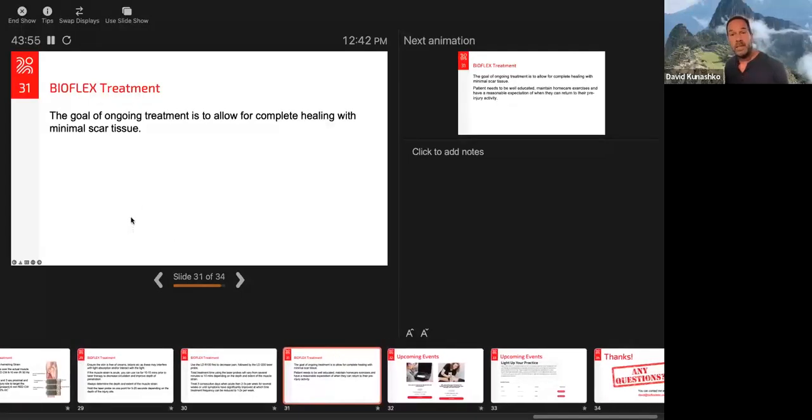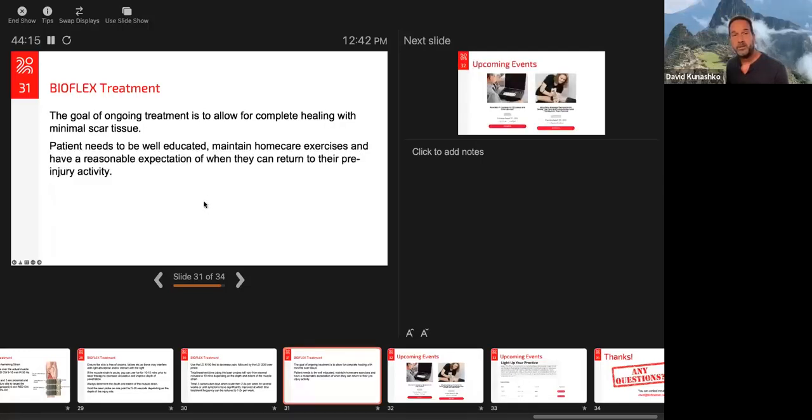So the goal really is not just to heal the tissue, but to allow for complete healing with less or minimal scar tissue, all right? If you do laser therapy from the very beginning, you will actually help reduce the overall amount of immature scar tissue that's left after the injury.